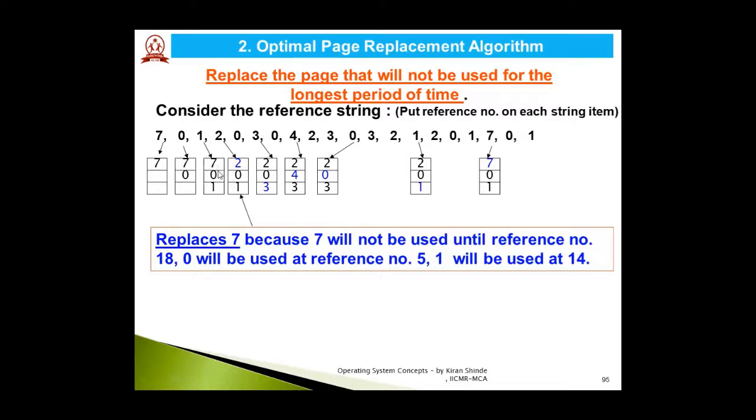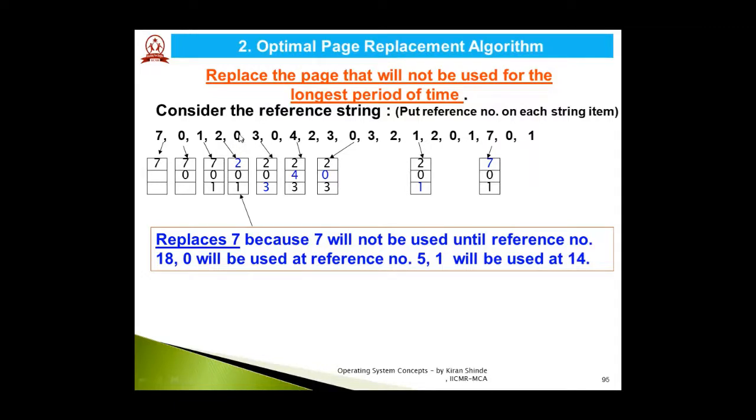Out of 7, 0, and 1, we need to select a victim page which will not be used for the longest period of time in the future. So for that, after this 2, you will start scanning in the forward direction. Why? Because you need to analyze that out of 7, 0, and 1, which page will not be used for the longest period of time. So try to scan this reference string in the forward direction.